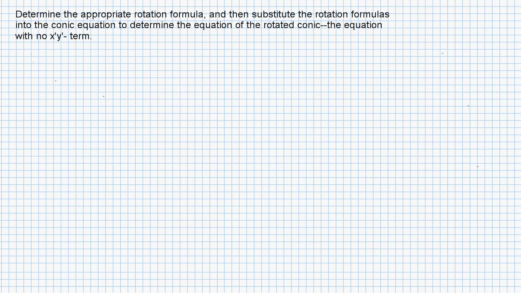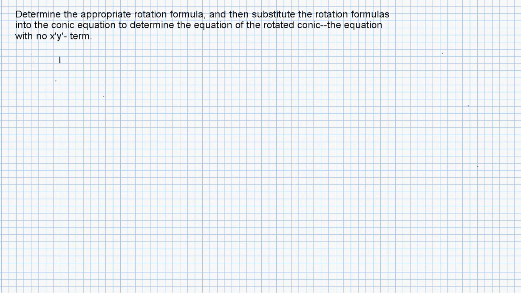Hello, this is Mr. Waters, and we're going to do another example here from the homework, page 663, about rotated conic sections. In this example, we're going to do the whole shot. We're going to determine the appropriate rotation formula for the rotated conic, and then substitute the rotation formulas into the original conic equation to determine the equation of the rotated conic, that is, the equation with no x prime y prime term.